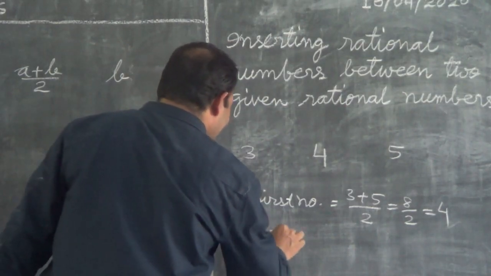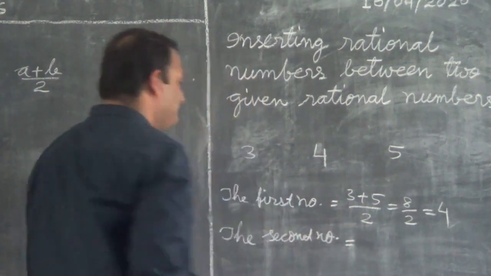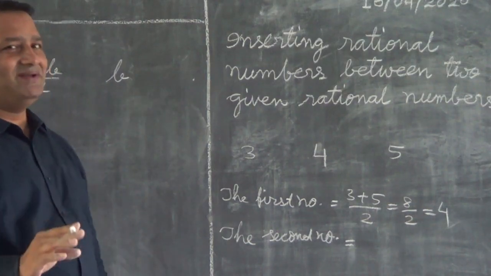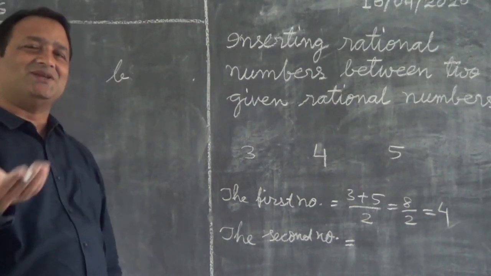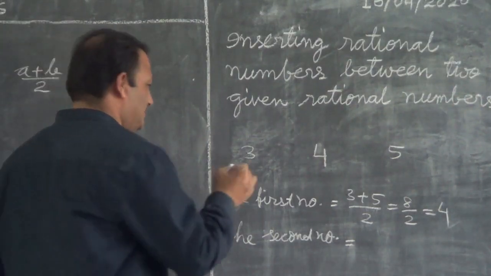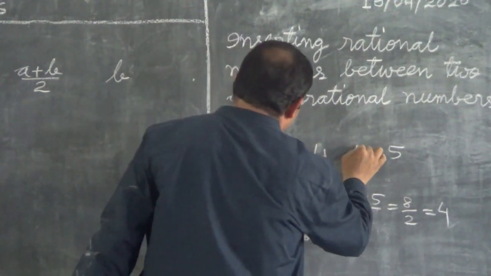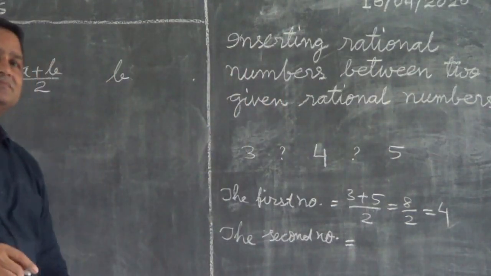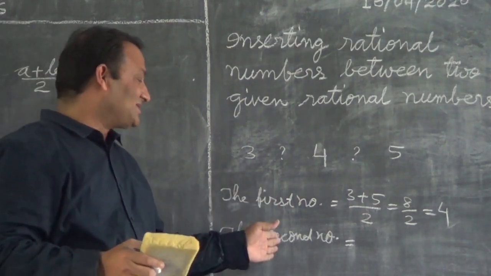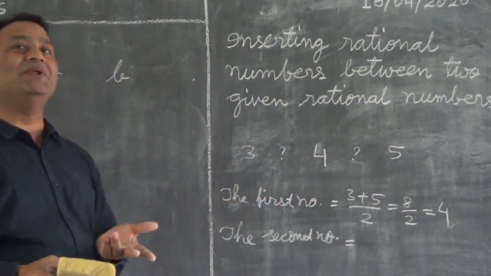The second rational number. What will be the second rational number? It is not unique. Remember, if you find one answer, my answer may be different. See, I have now two options. I can find the second number here, or I can say my second number is here. I have two different choices. So that is why the second answer that students get may not be unique.